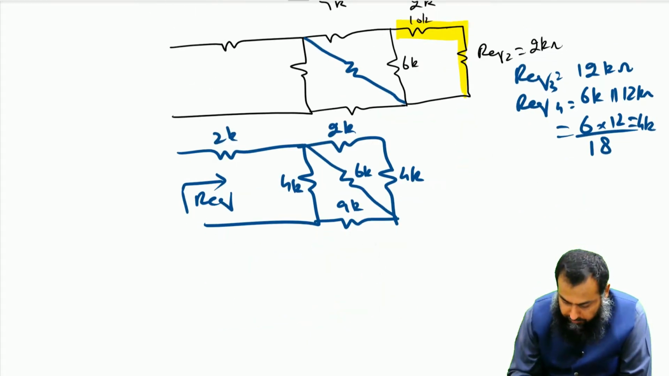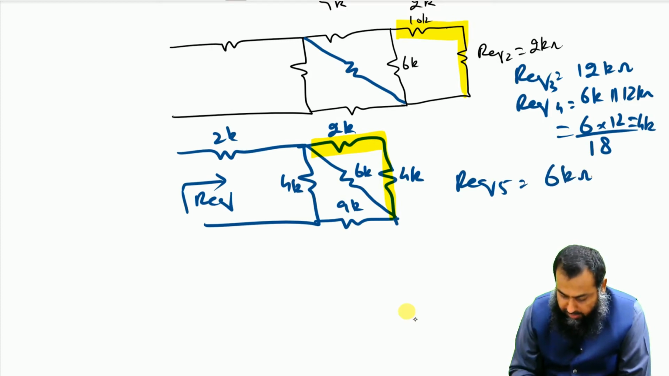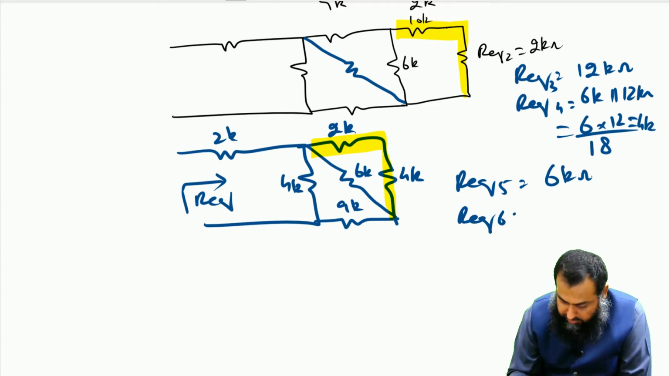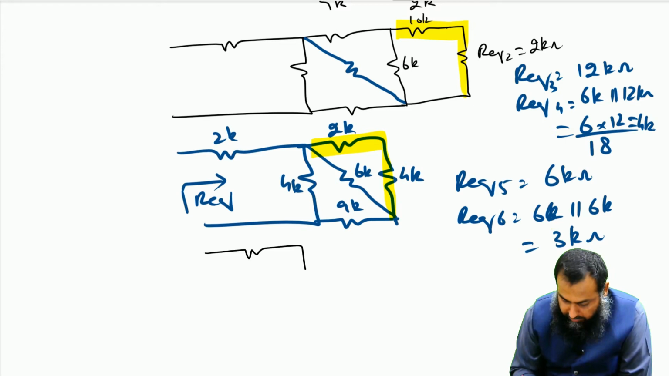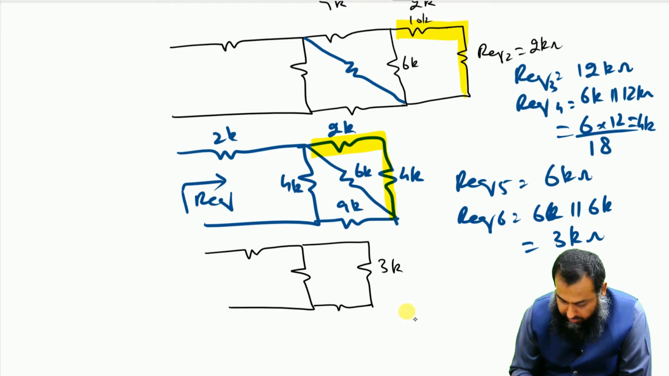Now this 2k and this 4k come in series. So we have R equivalent 5 equal to 6 kilo ohm, and this 6 kilo ohm comes in parallel with this particular 6 kilo ohm resistance. Therefore R equivalent 6 is 6k in parallel with 6k, and this gives me 3 kilo ohm. If I redraw the circuit again, I get this 3 kilo ohm here, this 9k here, this 4k here, and this 2k here, and this is the R equivalent.